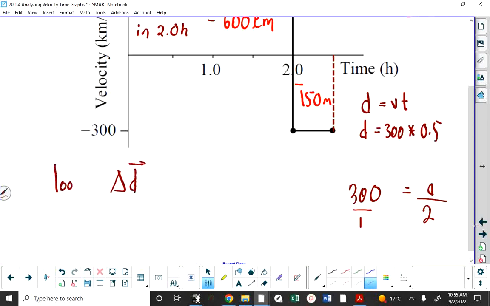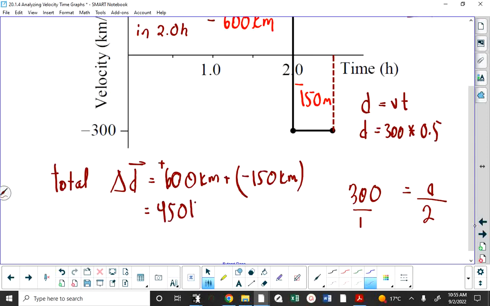The total displacement, change in position, is 600 kilometers plus negative 150 kilometers, which is 450 kilometers. And this is a very, very simple question. I mean, all you're doing is reading the information off of the graph.